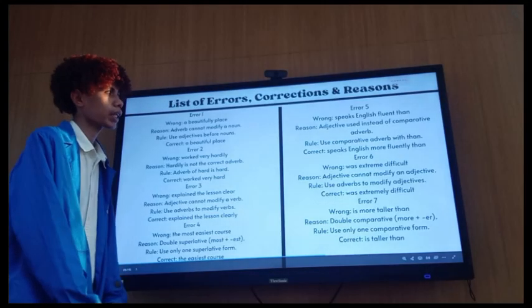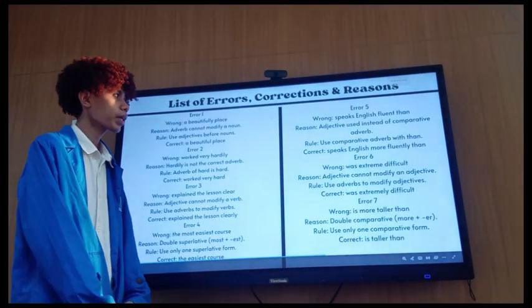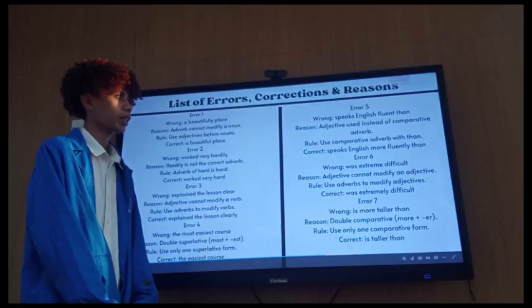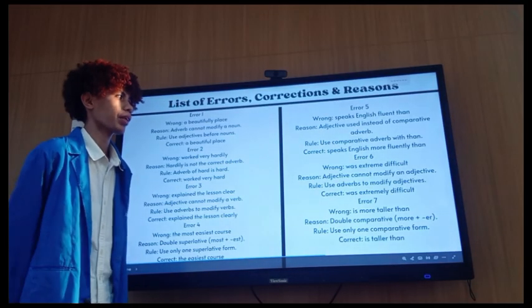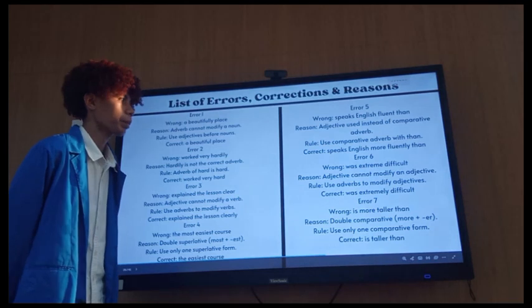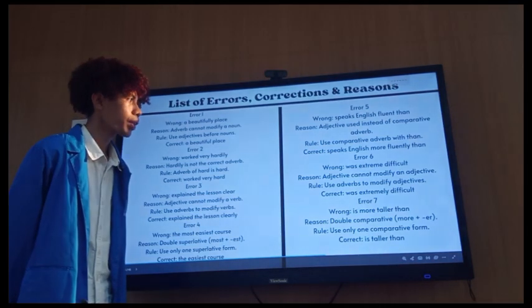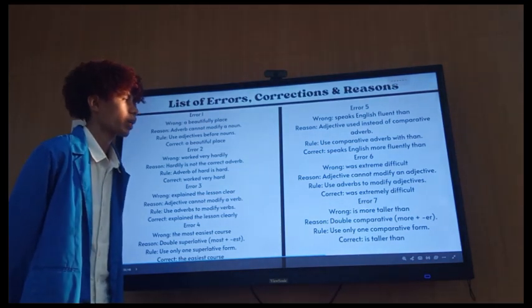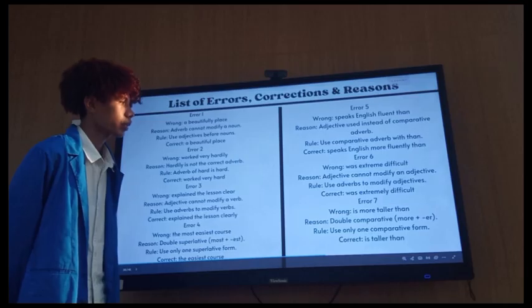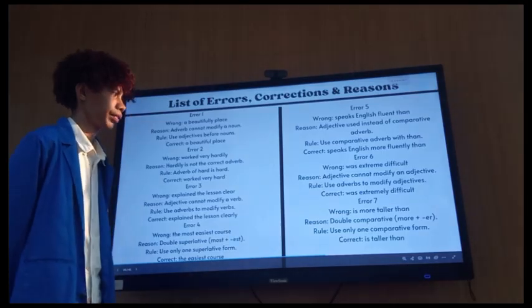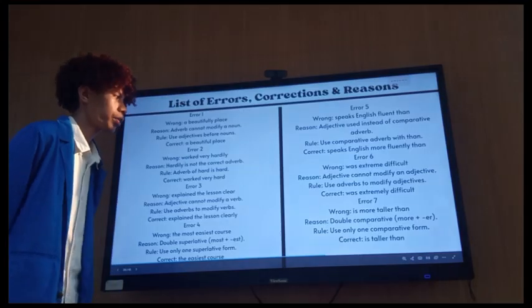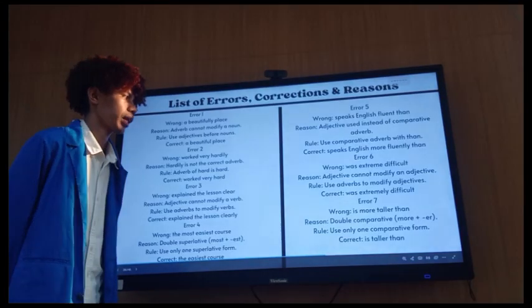Error 5. Wrong: speak English fluent than them. Reason: adjective used instead of comparative adverb. Rule: use a comparative adverb. Correct: speak English more fluently than them. Error 6. Wrong: was extreme difficult. Reason: an adjective cannot modify an adjective. Rule: use adverbs to modify adjectives.